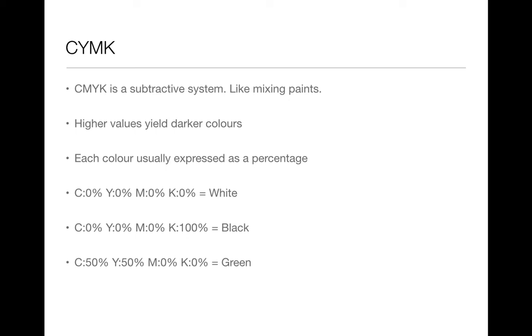So with RGB, the higher the values, the more light you shine, the brighter it gets. With CMYK, the higher the values, the more you add, the darker it gets. Your starting point is a white sheet of paper. The more you put on that, the darker it's going to get. It's quite intuitive because it's like when we mixed paints at school. So if you mix blue with yellow, you get green.